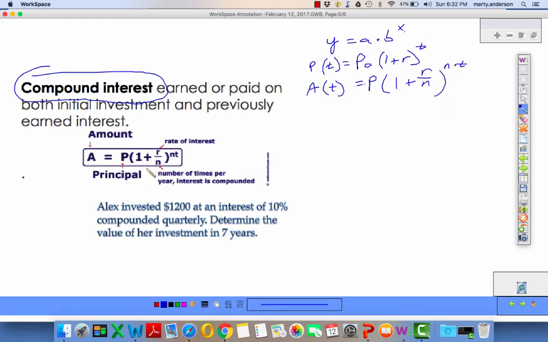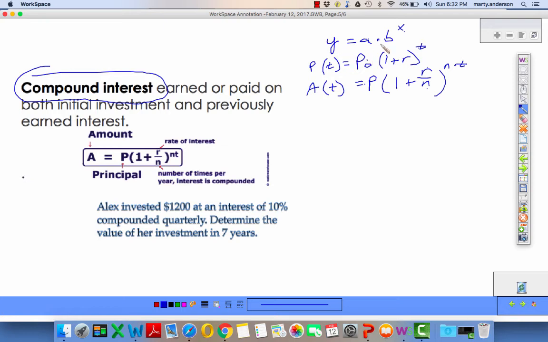Here's what we have. Principal. The principal is p. That's the initial investment, initial population, value of a. These things all mean the same thing. Instead of 1 plus r, we have 1 plus r over n, and instead of t, we have n times t. It's very important that you understand n is the number of times per year that we compound the interest. So if we're just compounding once a year, then the formula is exactly the same as the population growth.